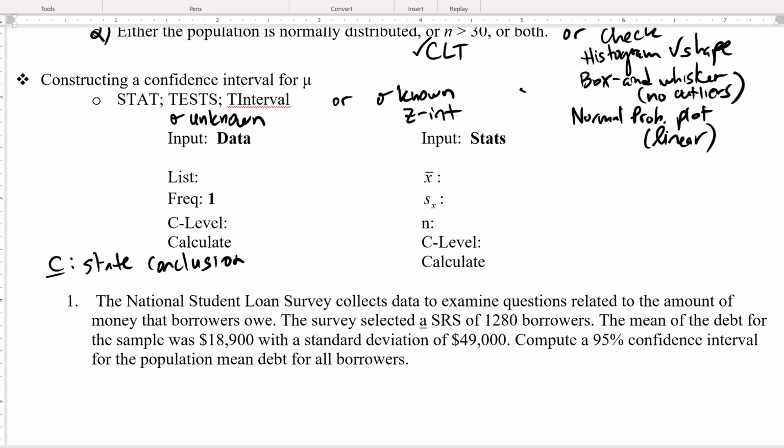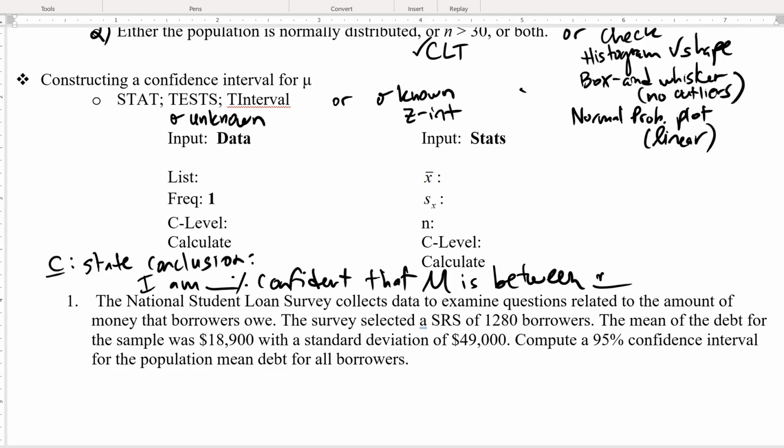And I wrote that down earlier, but I'm going to put it here. I am blank % confident that, this time don't put P, because we're not dealing with P, we're dealing with mu, the true mean, is between, and we'll put a min and a max. Okay? So let's go through one example and see how to do that.